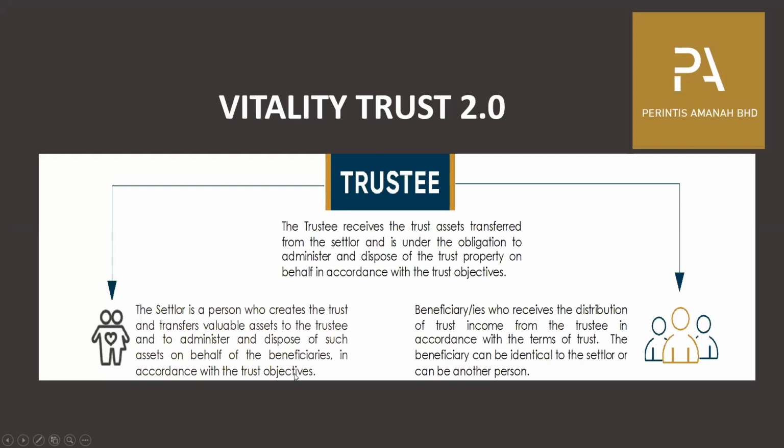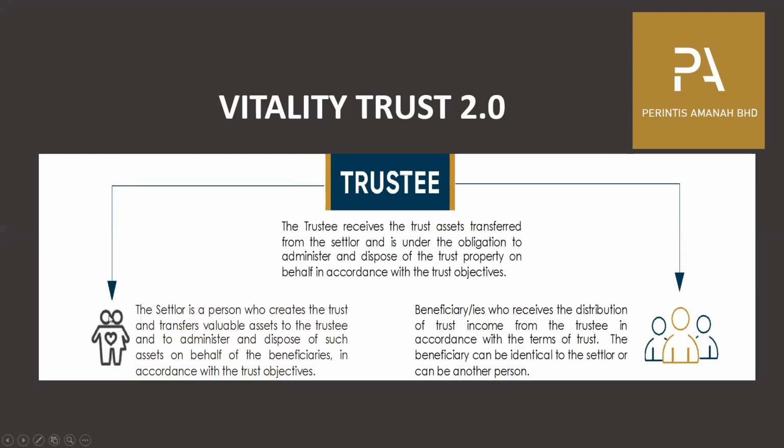Vitality Trust 2.0, the trustee, what do they do? How does this relationship between you and the trustee and your beneficiary happen? Okay, so the trustee receives the assets transferred from you, the settlor. Then they are under the obligation to administer and dispose the trust on your behalf in accordance with the trust objectives.